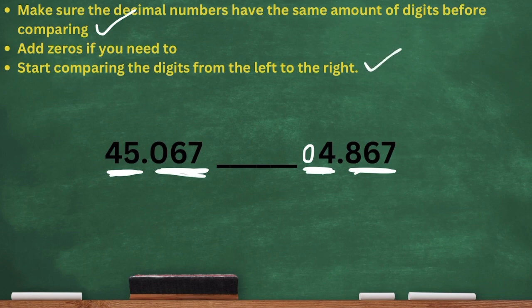Now we can start comparing from left to right. We start in the tens place. That's 4 tens, and then we have 0 tens. What do we know? 4 in the tens place is greater than the 0 in the tens place. The 0 just means that nothing is there. So that's how we know that 45 and 67 thousandths is greater than 4 and 867 thousandths.